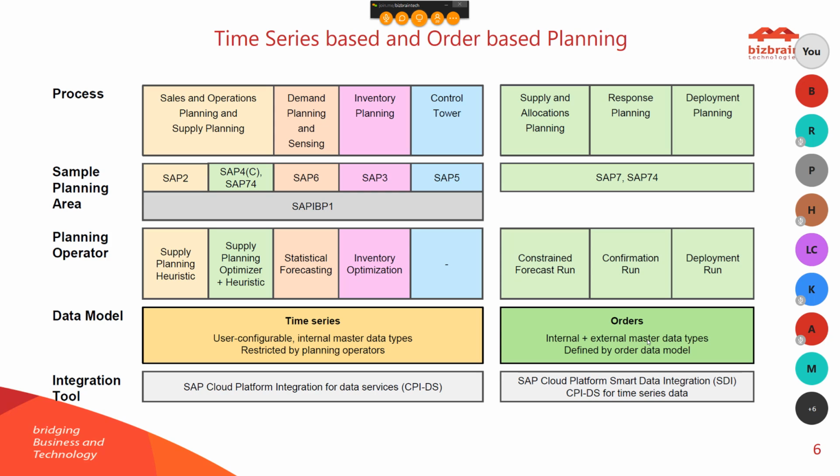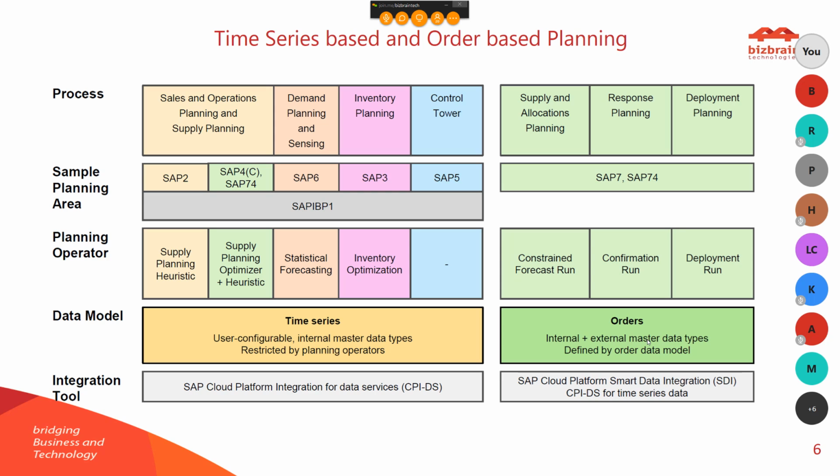So now I just want to introduce to many of you, and those who are coming from an APO background will already know the difference between time series based planning and order based planning. This is the same concept as the live cache of APO. You have a time series and you have an order based portion in a live cache. So here also the solutions of IBP are divided into these two categories.